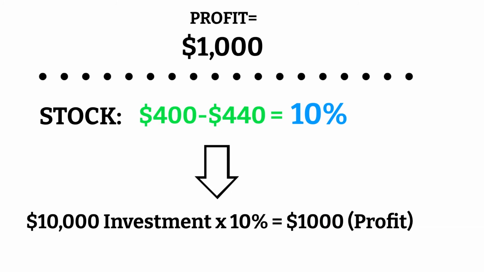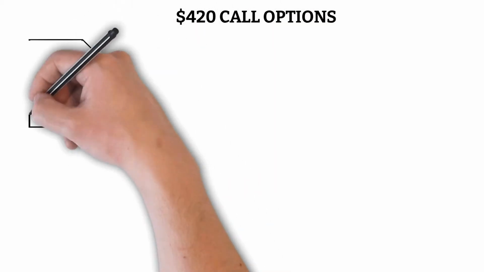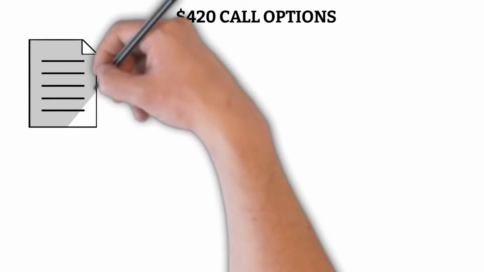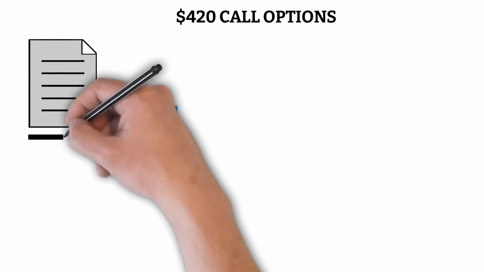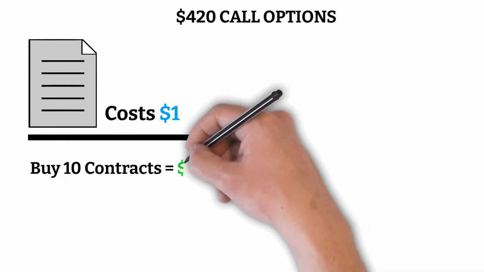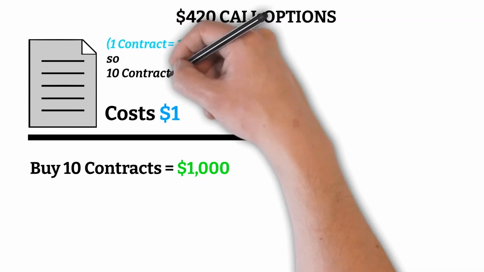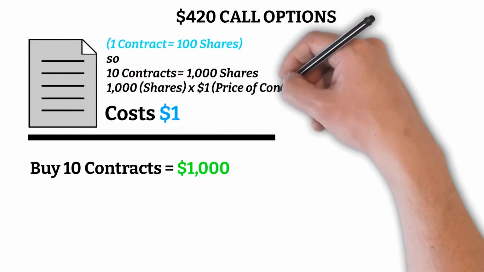Now, let's do the same trade, but with an options contract. Like that previous example, you think the stock will go up, so you decide to buy the $420 call options. And for this example, let's say the contract is currently trading at $1. You decide to buy 10 contracts at $1, which will cost you $1,000. Remember, each contract is worth 100 shares.